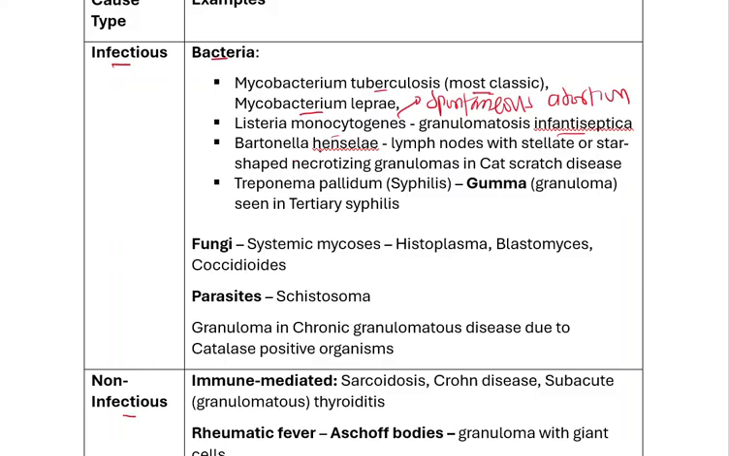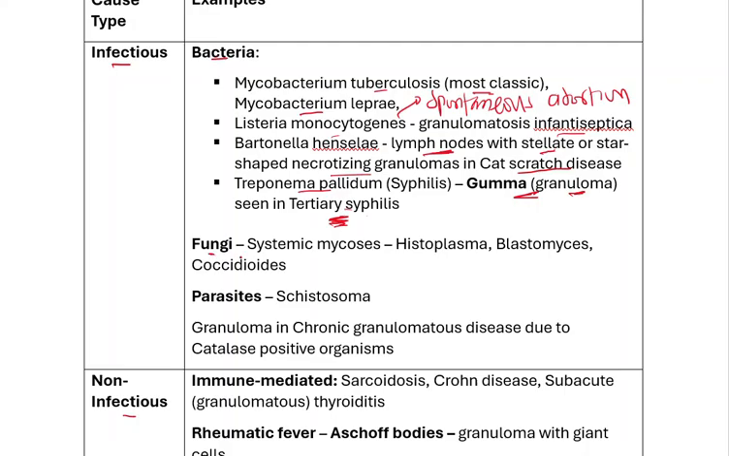We also have Bartonella henselae, which could lead to cat scratch disease. In cat scratch disease, they could have lymphadenopathy, so the lymph node could be swollen. When you do a biopsy of the lymph node, you're going to see the stellate or star-shaped necrotizing granuloma. Also, in the tertiary stage of syphilis, remember syphilis is due to Treponema pallidum, one of the things that we could see there is a granuloma which is called a gumma, right? So that could be seen in these patients.